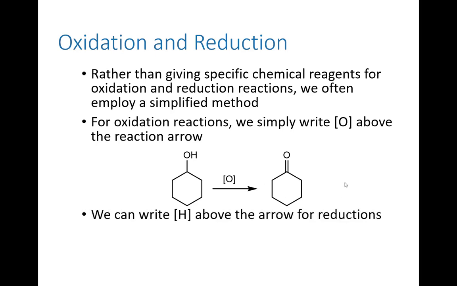If we want to do a reduction, we can just put an H above the arrow. And so if we take a look here, we have an aldehyde. What happens to aldehydes when they're reduced? Aldehydes are reduced to form primary alcohols. You'll notice you have 3 carbons here. You must still have 3 carbons here. So you can't just say any alcohol. It has to be the one with the same number of carbons. So the alcohol with 3 carbons, that's a primary alcohol. And that's what we would get right there.